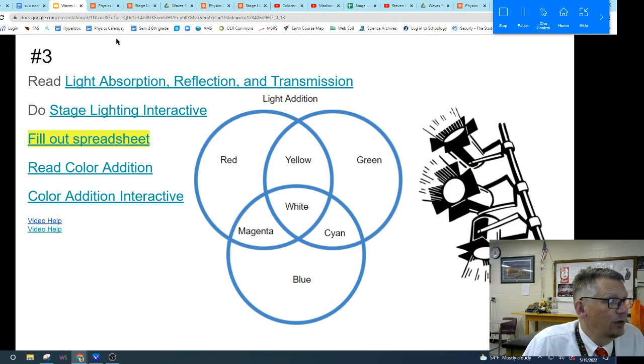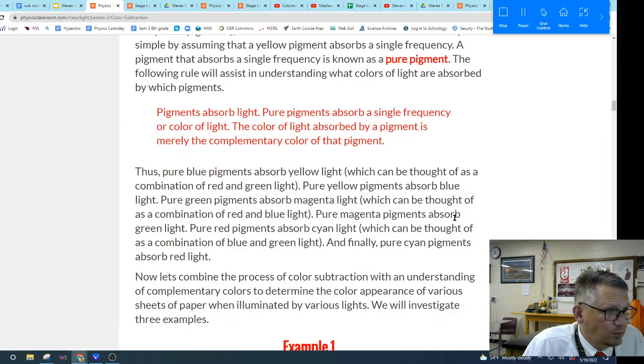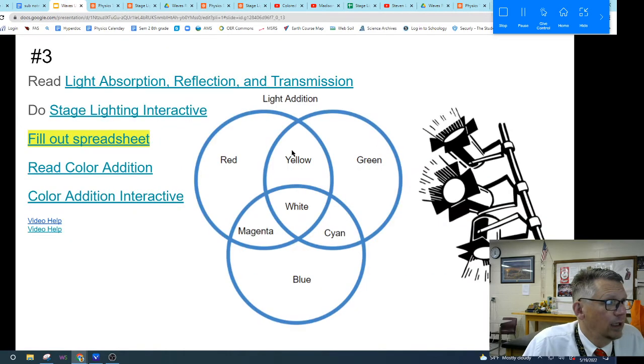So if we take a look at blue, it absorbs yellow, which is the red and the green. The one across from it is its complementary, which is what it absorbs. Pure magenta pigments absorb green light. Magenta absorbs green and reflects red and blue.